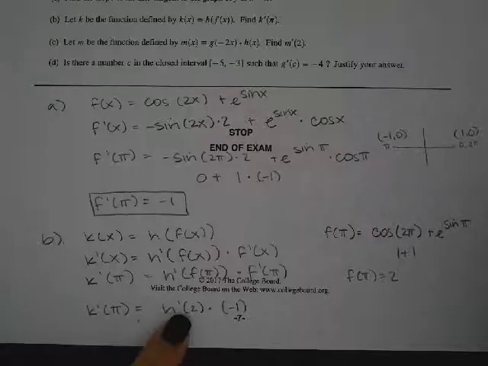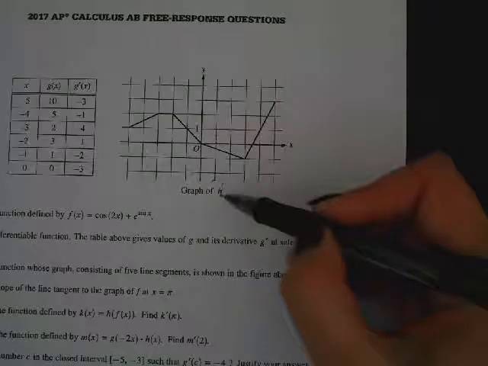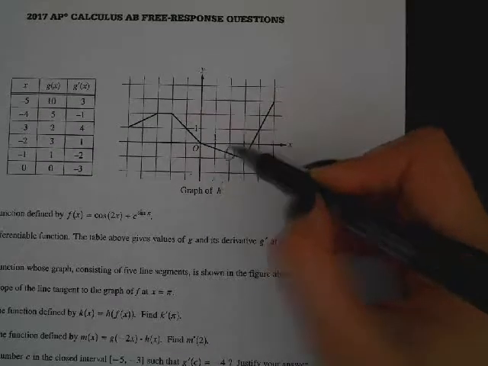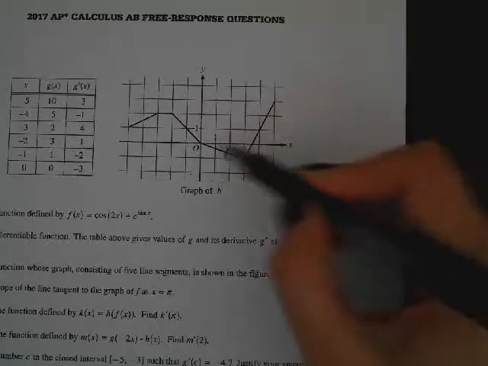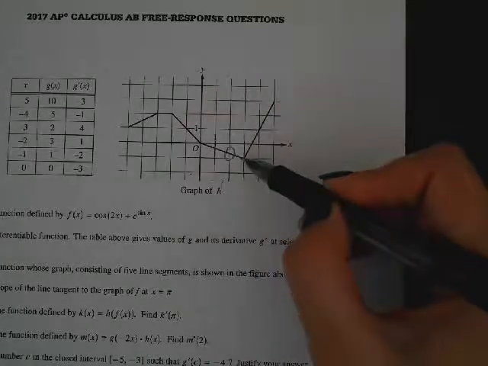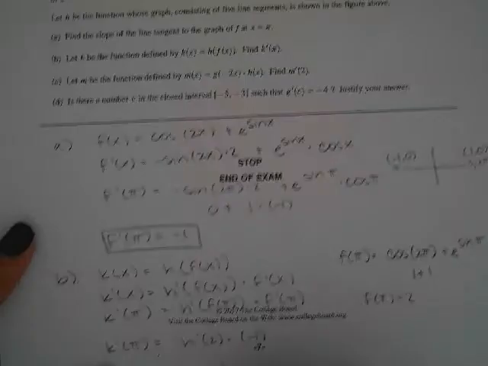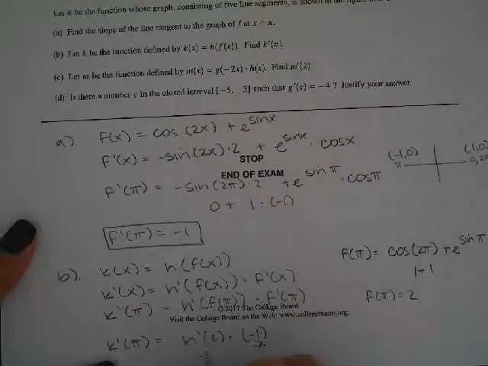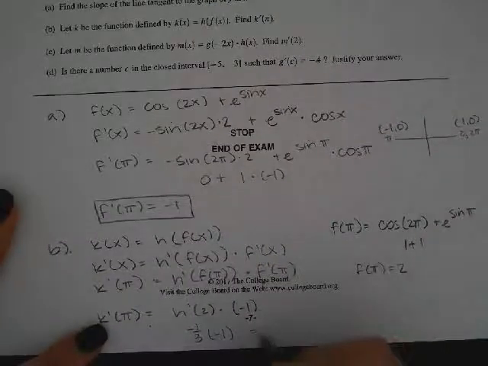h prime of 2 is saying, look at the graph of h at 2 and then tell me what the slope is right there. And the slope is down 1, right 3. So I'm going to have negative 1/3 times negative 1, which is 1/3.